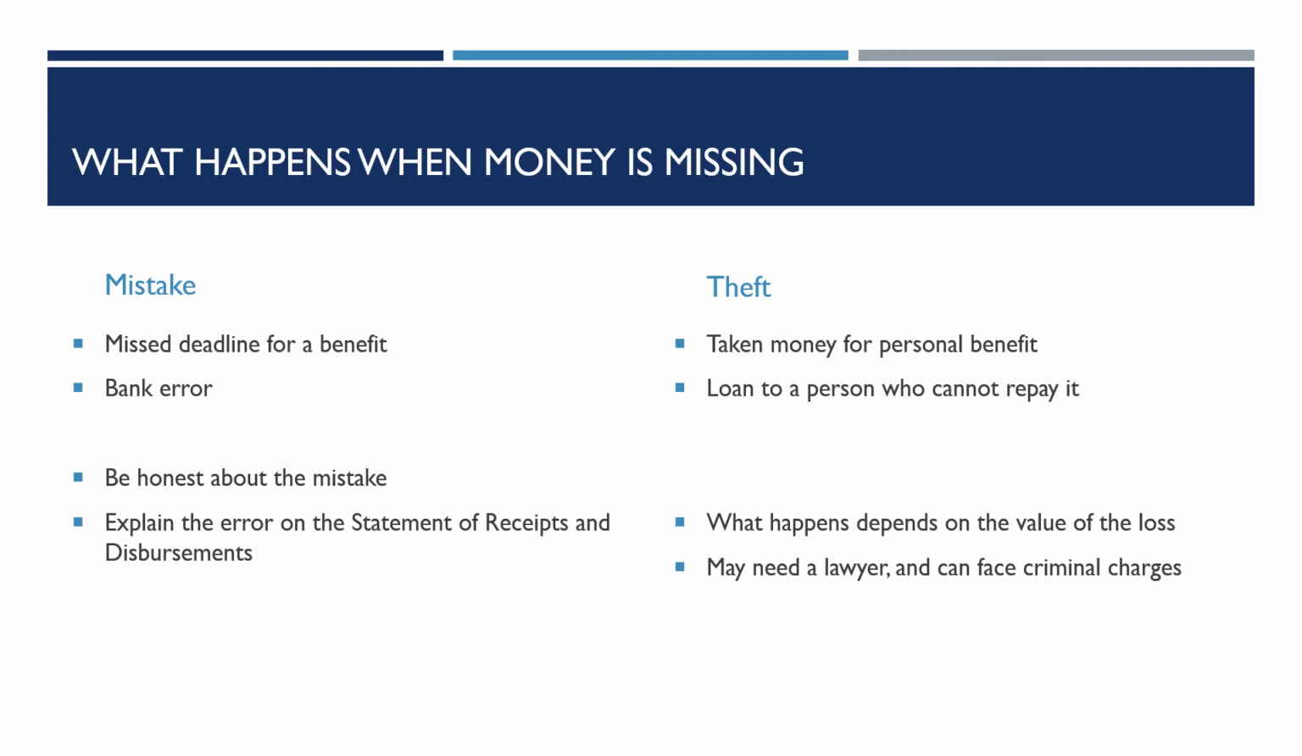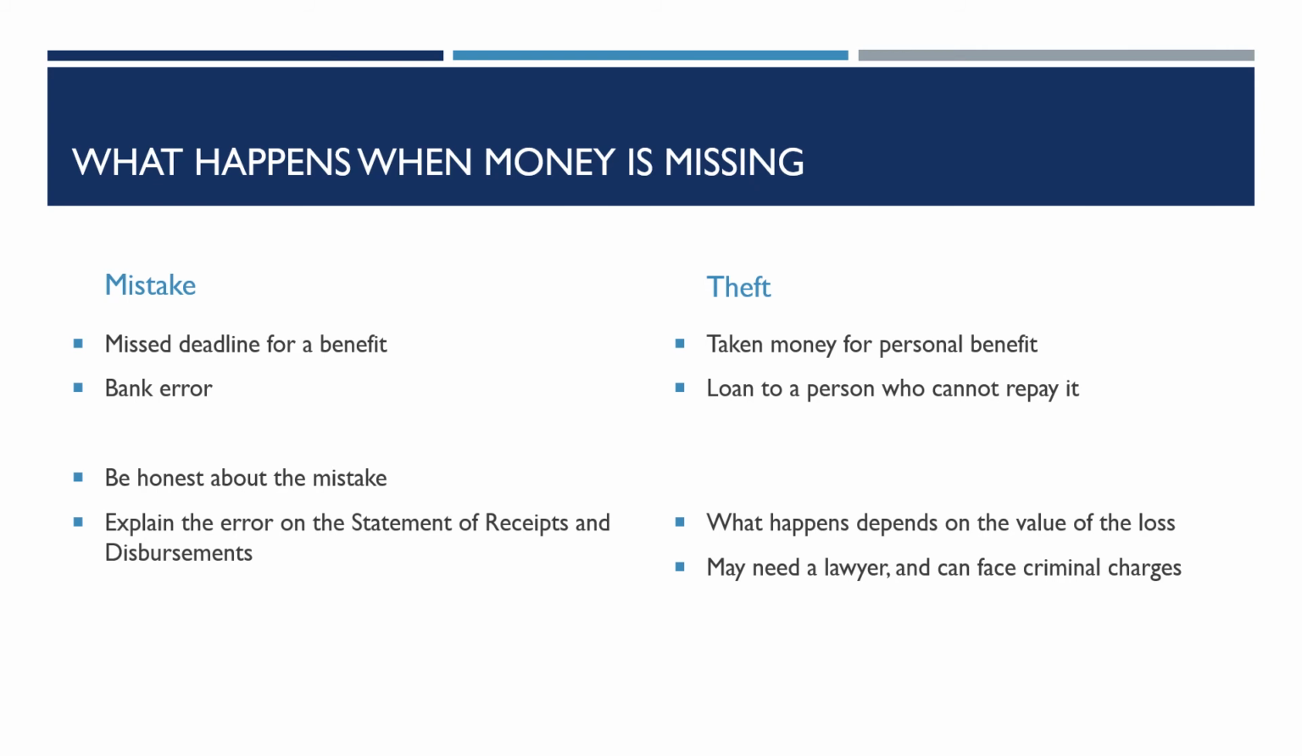What happens when money is missing depends in part on how much money is missing, and in part on how the executor handles the issue. Most people don't act as an executor more than once in their lives, and it's a steep learning curve. Because of this, most losses to estates are caused by honest mistakes. For example, there may be a deadline to apply for a government benefit that the executor missed, or an extra charge that the executor wasn't aware of. In these situations, the executor should be honest about what happened.